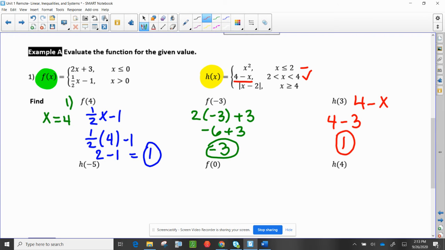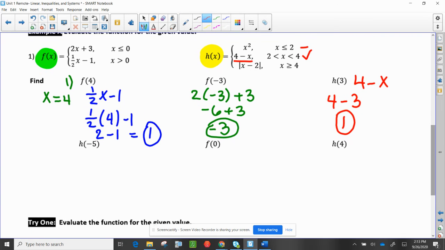So again, it's all about just deciding what function to plug it into, and we do that based on those restricted domains. So those numbers on the right of the function are going to tell us everything we need to know. Okay, so on the bottom here, I have h of -5. So I'm going back to my h function since it's h of x. So we're going to use h of -5.